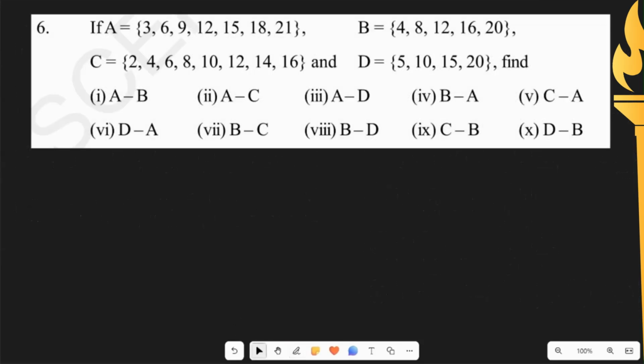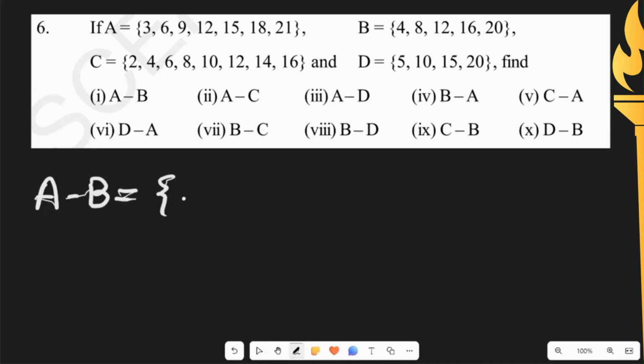We have the sixth question of exercise 2.2. So it says if A is equal to, they gave a set of B, they gave set C and set D, and told us to find A minus B, A minus C, A minus D, B minus A, C minus A, D minus A, B minus C, B minus D, and lastly C minus B and D minus B. So to subtract any sets, first we have here A minus B.